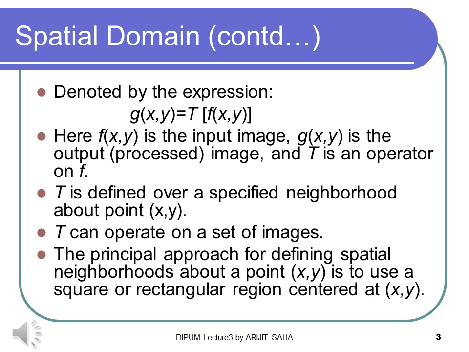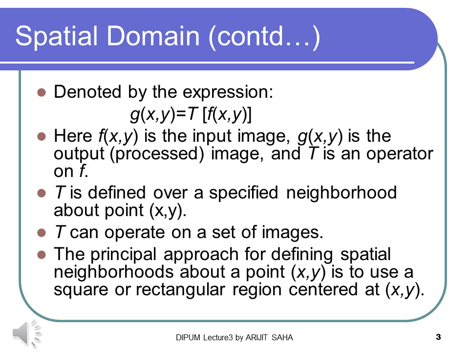How is it denoted? It is basically denoted by the expression shown here, g(x,y) = T[f(x,y)]. Now here T is an operator which is operating on f, and f is the input image. So what is the output or processed image? That is g. T is defined over a specific neighborhood about a point (x,y). T can operate on a set of images.